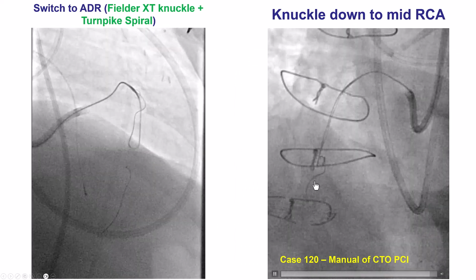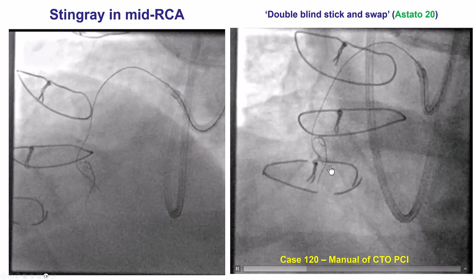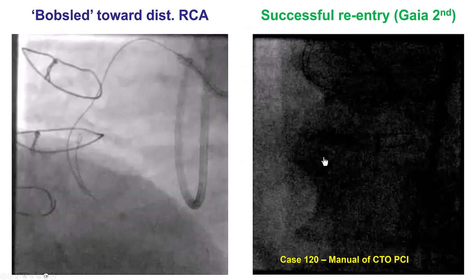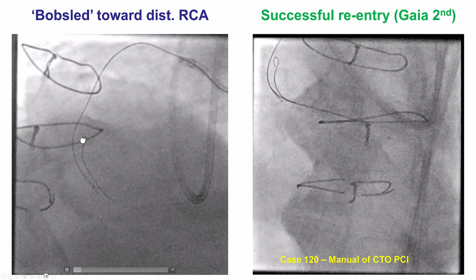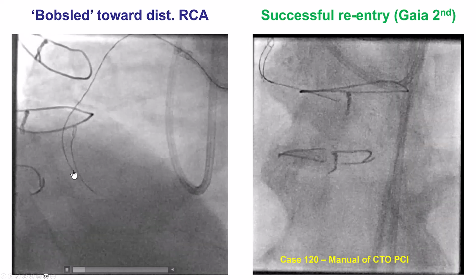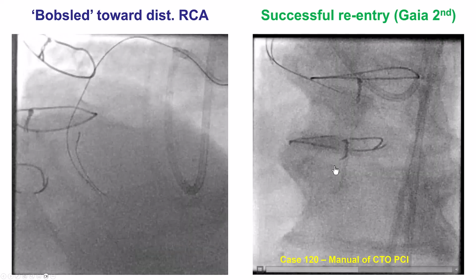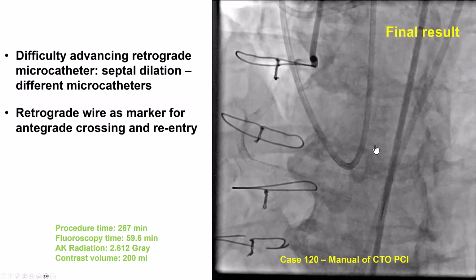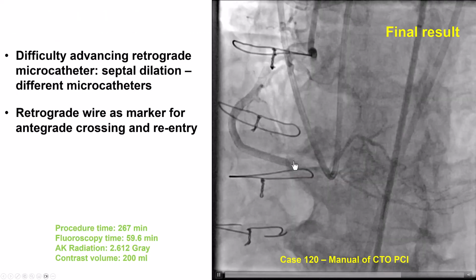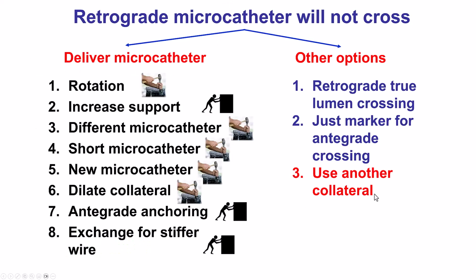But then we used the retrograde wire as a marker and advanced an Antegrade knuckle to the mid RCA. We did an attempt for re-entry in the vertical part of the RCA that was not successful. But then we advanced the knuckle more distally, and then we used the retrograde wire as a marker for the Stingray wire and an Antegrade wire to puncture, aiming for this retrograde wire, and this successfully crossed into the distal true lumen. So this is an example where the retrograde wire served as a marker of the location of the distal true lumen.